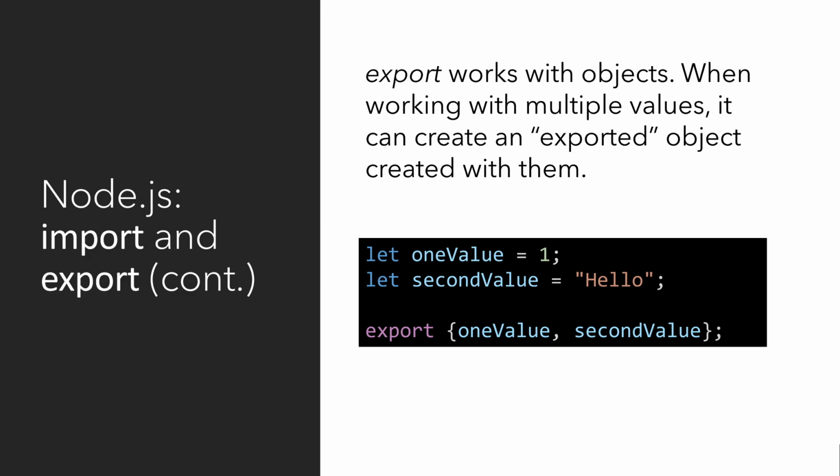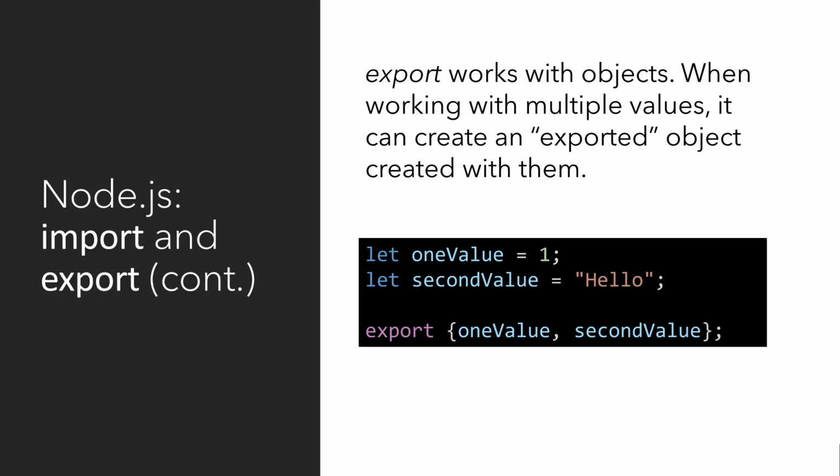The export keyword is used with an object, open and close in curly brackets, with two values separated by commas within this. This creates an exported object, the curly brackets, included with the two properties associated with the values for one value and second value, which becomes properties of that object. So the export keyword exports an object, open and close in curly brackets, and the import keyword imports an object, and can also use destructuring assignment to pull very specific values out of that exported object.